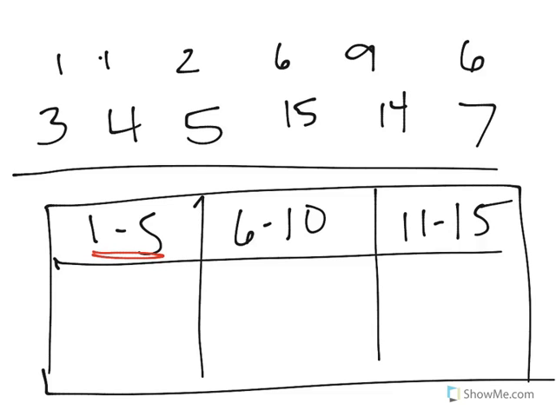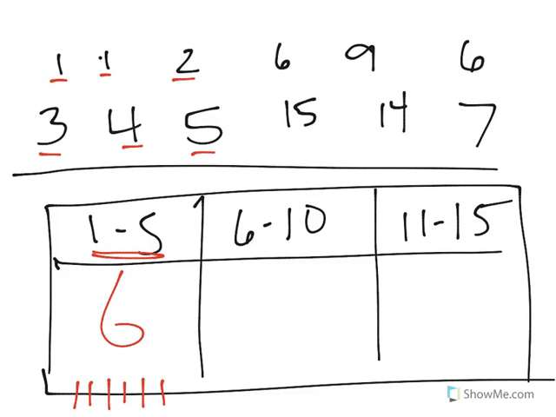So I'm going to do a tally below, and then I'm going to write the number. So do this with me. There's 1, 2, 3, 4, 5, 6. There are 6 numbers between 1 and 5.